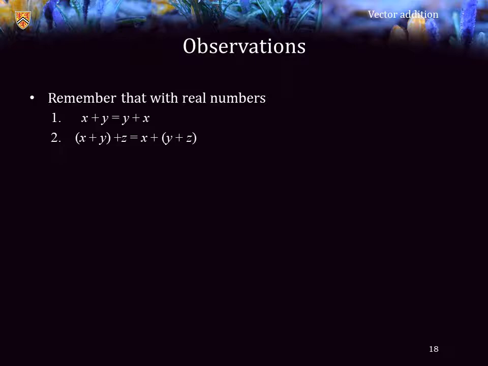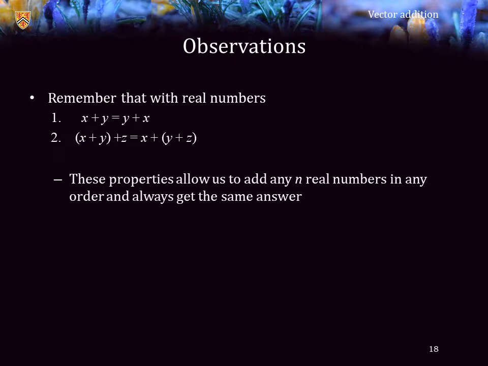Now, one interesting thing, let's remember with real numbers. Remember, with real numbers, it doesn't matter if you add x plus y or y plus x. 3.7 plus 1.2 is the same as 1.2 plus 3.7. Similarly, if I am adding three numbers, it doesn't matter whether I add the first two numbers initially and then add the third number, or add the second and third number and then add to that the first number. The consequence of these two properties means that I can add any n real numbers together in any order, and I'm always going to get the exact same answer.